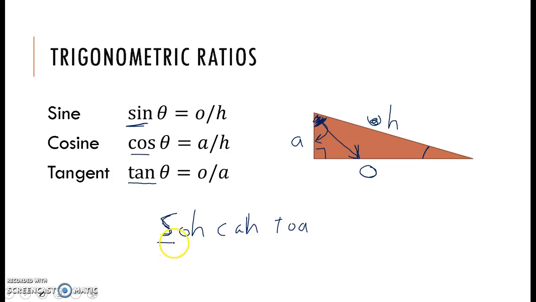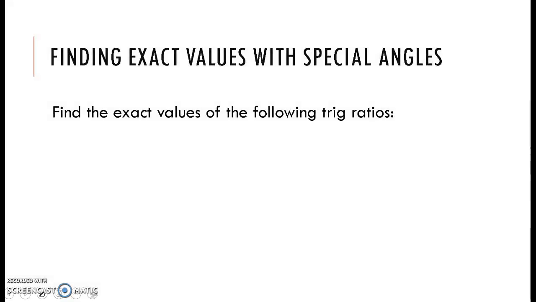And that sine is the opposite over the hypotenuse, cosine is the adjacent over the hypotenuse, tangent is the opposite over the adjacent. So let's use these trig ratios to find some exact distances. Let's start with this one, the sine of 60 degrees.